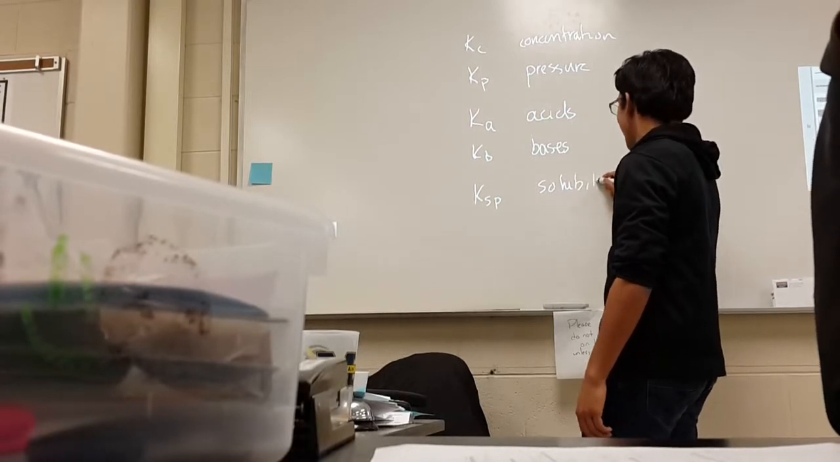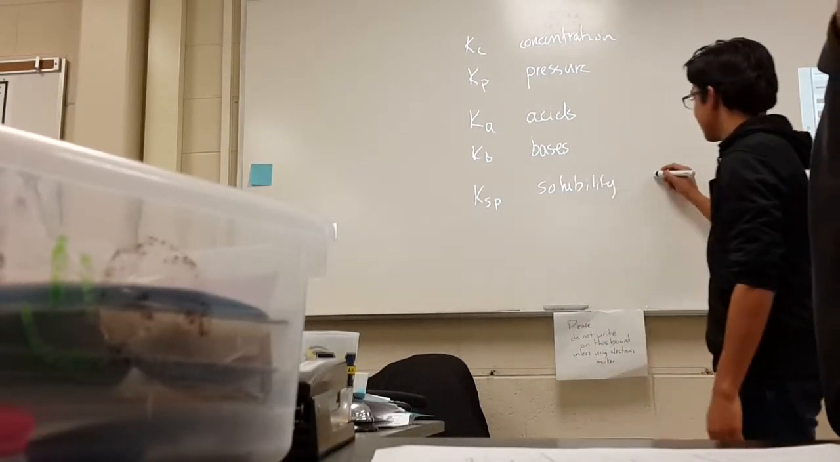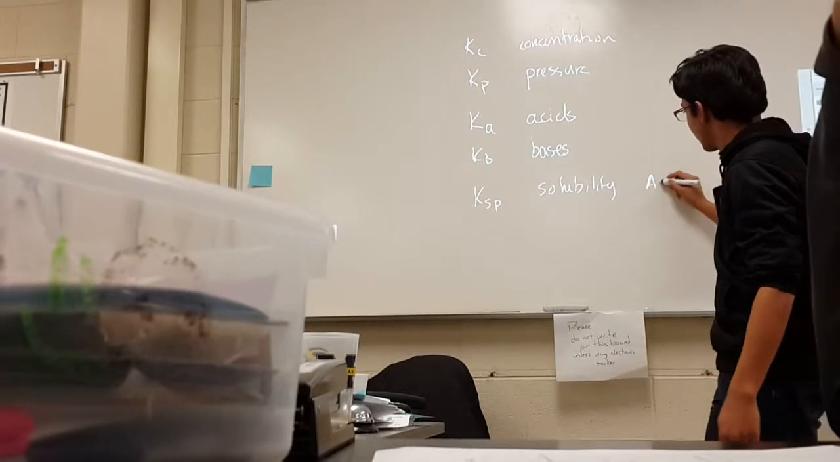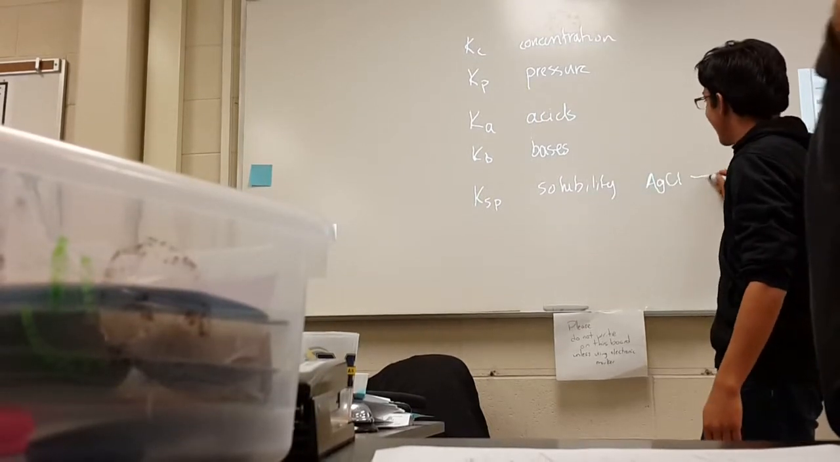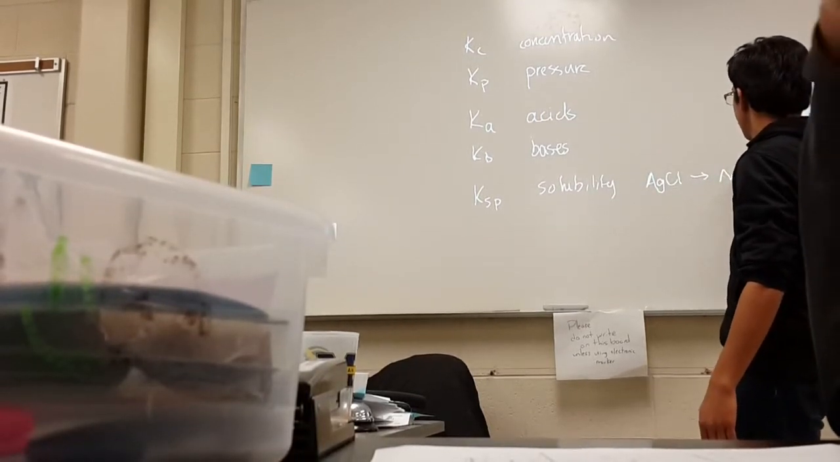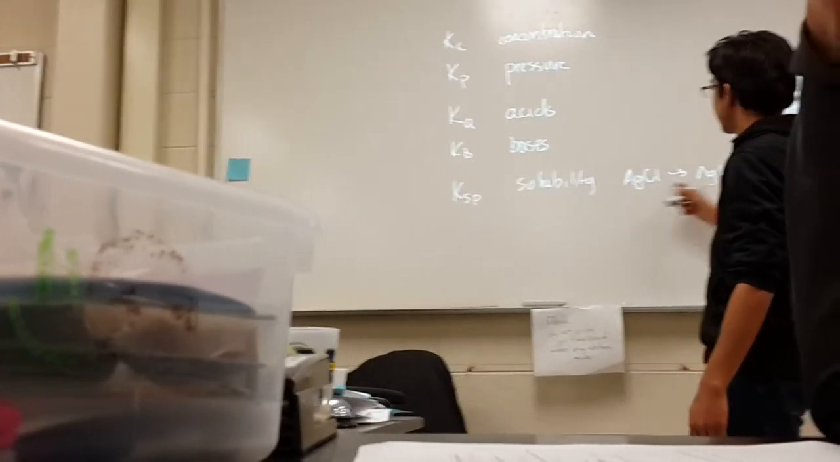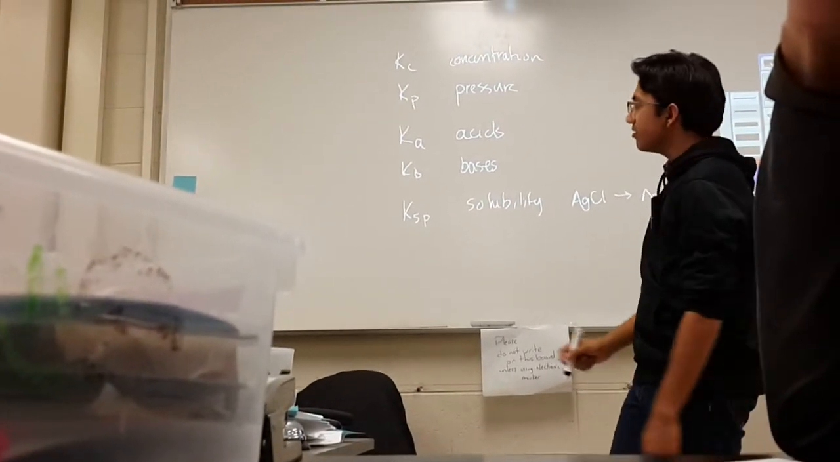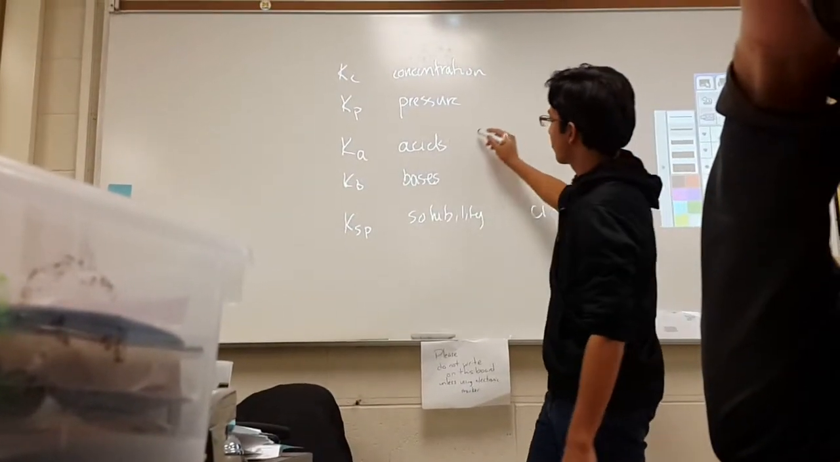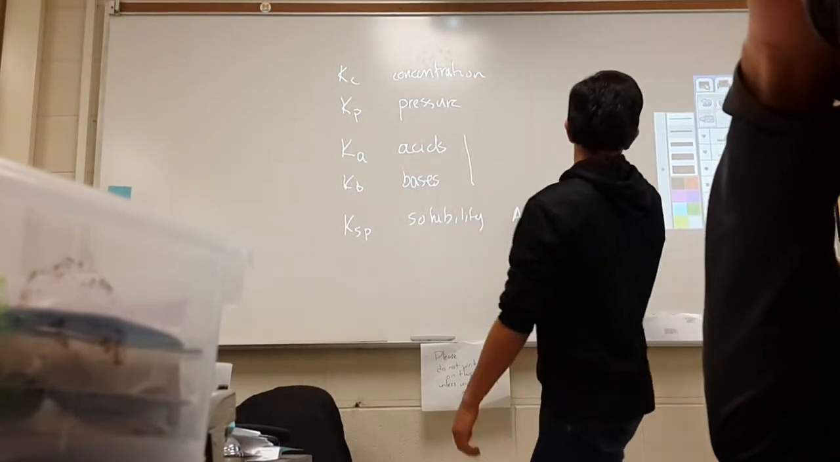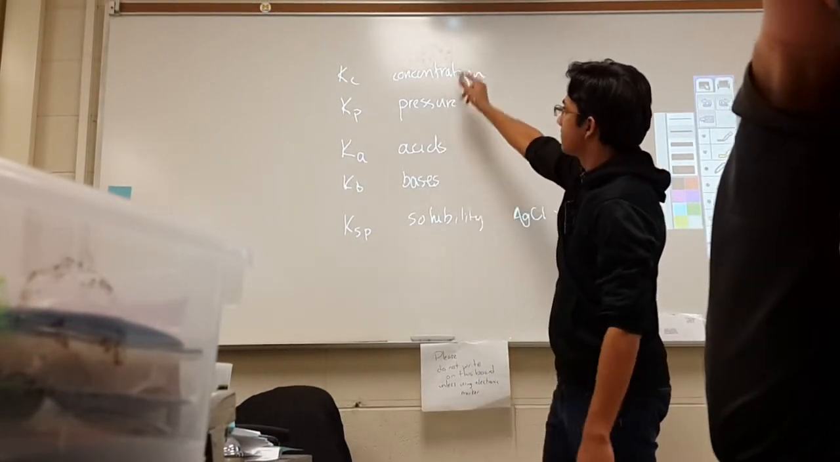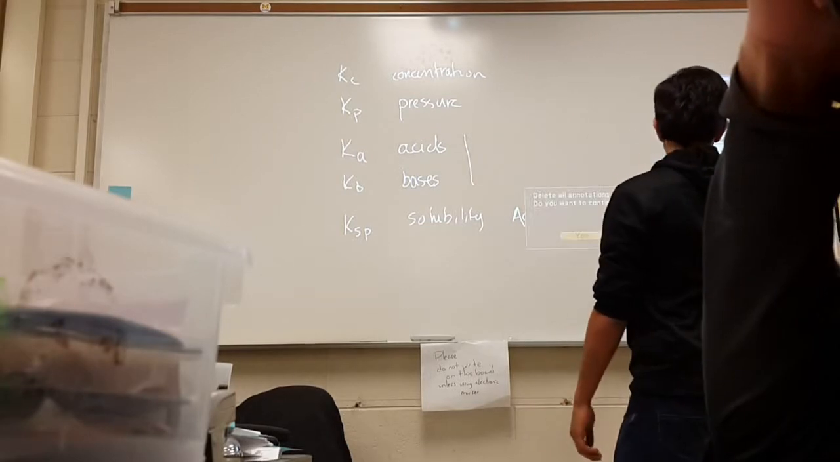Solubility. If you have something that isn't soluble, like silver chloride, a little tiny bit of it will dissolve, but not very much. You can use equilibrium to model that. We'll go over this next week. And then Kp is what we're going to talk about right now.